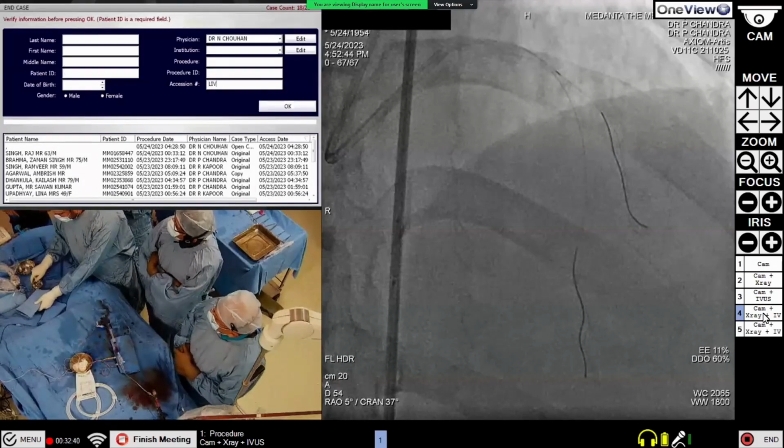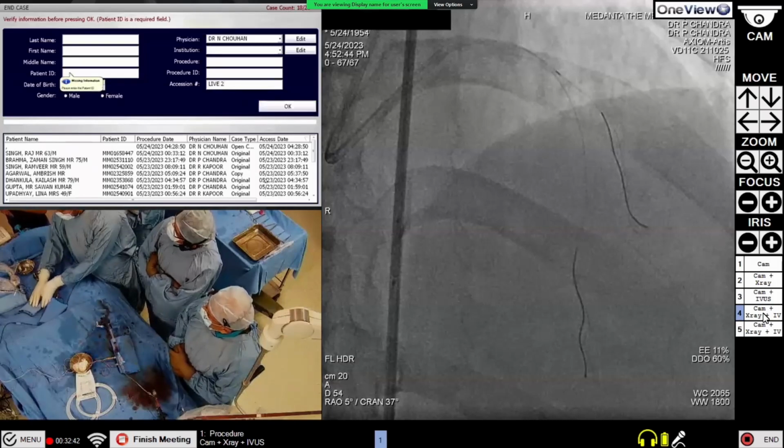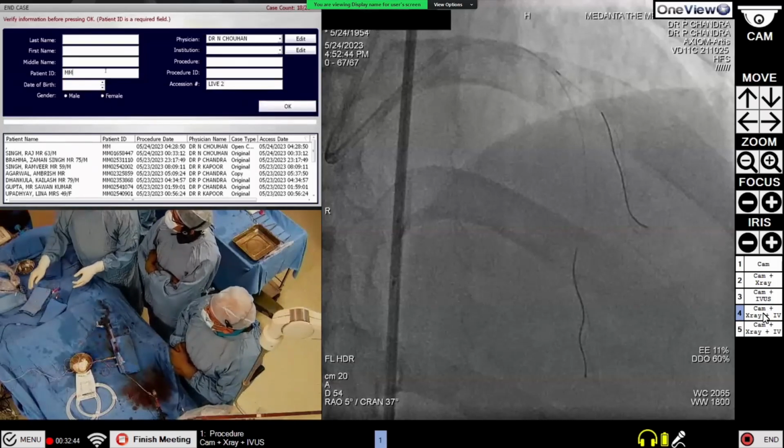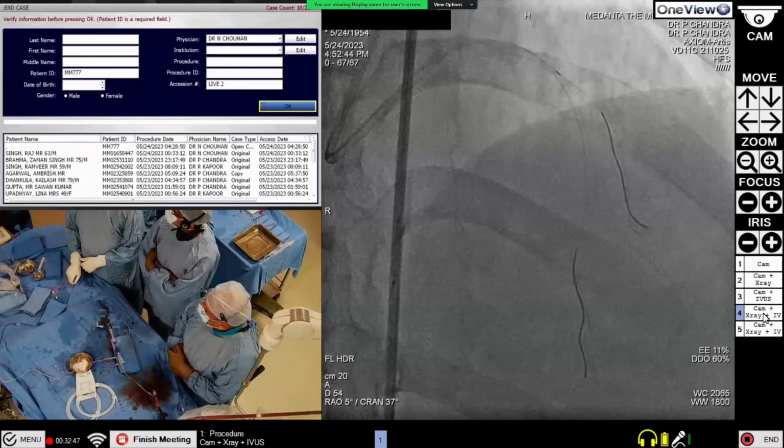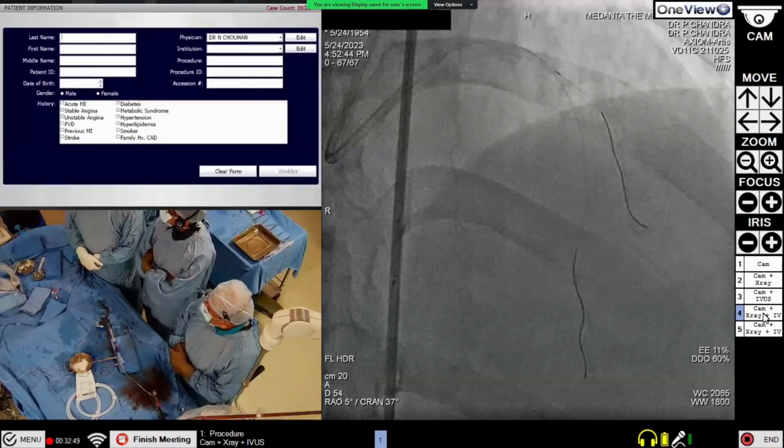Let's check the IFR. No, the same patient. Open the same patient. Don't go for a new patient.